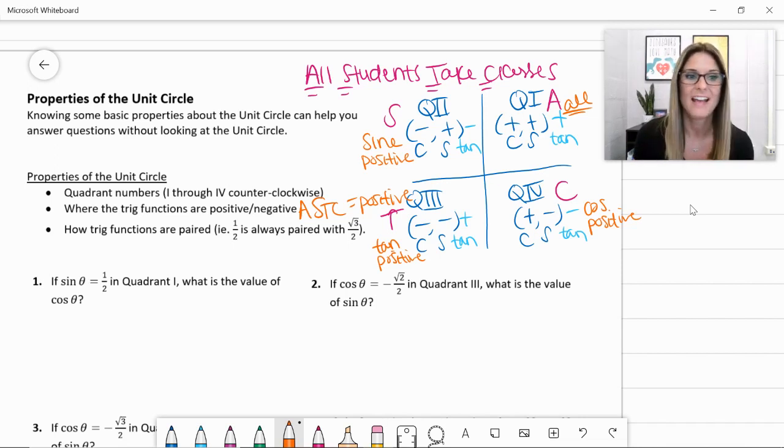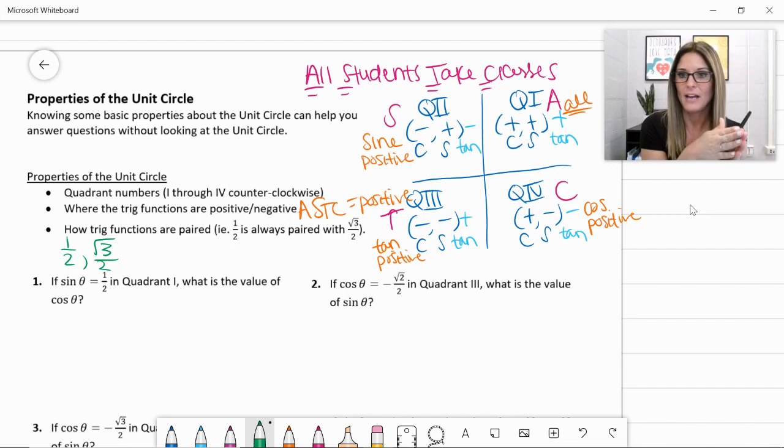Third bullet point, how some of our trig functions are paired. If you look at your unit circle, you might start to notice the patterns, such as 1/2 is always paired with square root of 3 over 2. Meaning if cosine is 1/2, the sine value is square root of 3 over 2, or vice versa. If cosine is square root of 3 over 2, it's always paired with a sine value of 1/2. These two are married. They are always together.